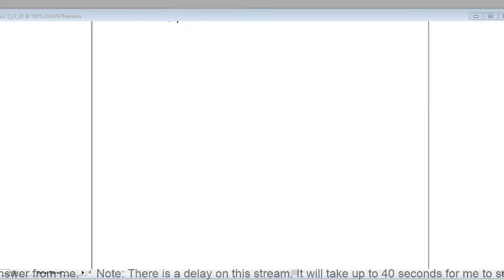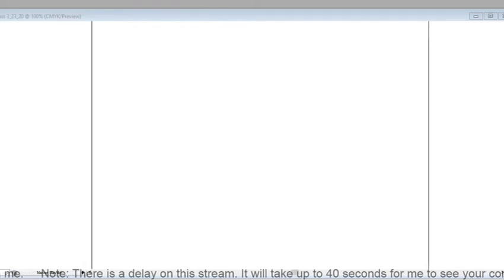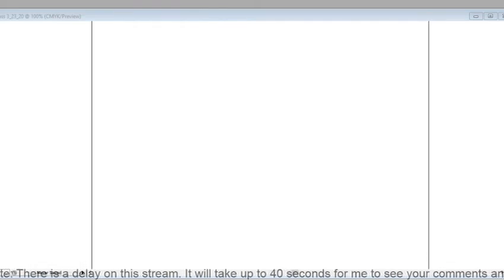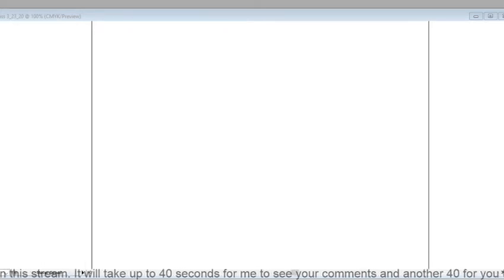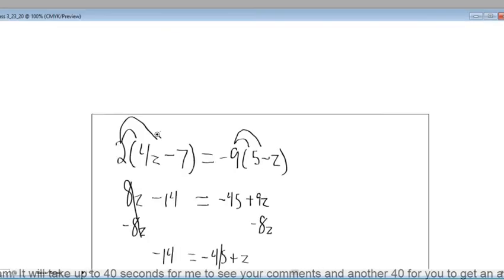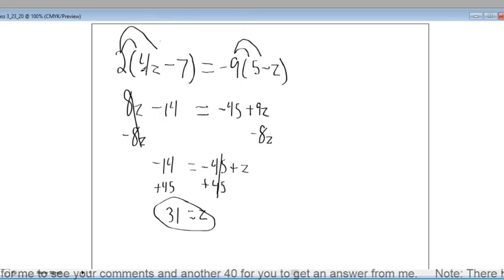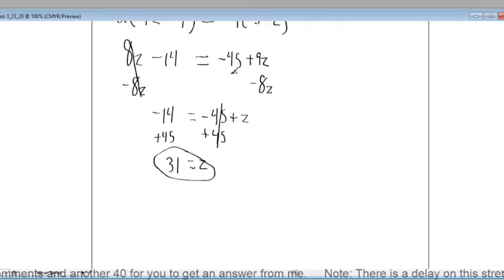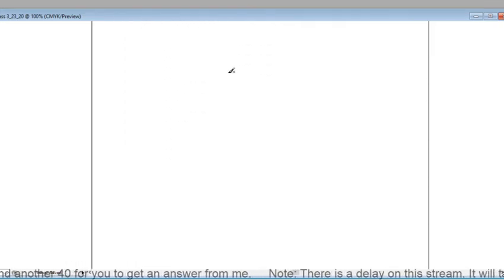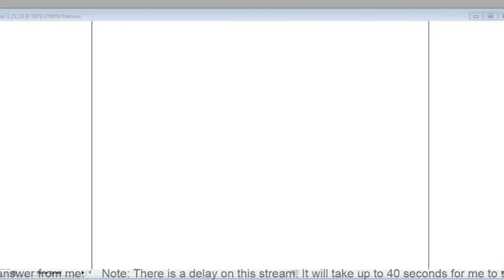So I'll save this. Okay. So again, as I said before, there are three types of equations. The two that we've seen so far are conditional equations. Again, what that means is that there is some condition, in this case 31 equals z, that makes this thing true, that makes it work. Now with the other two, the things that we get when we solve these equations are going to be a little bit different. They're going to show us something that we're probably not used to seeing. So let's have a look.